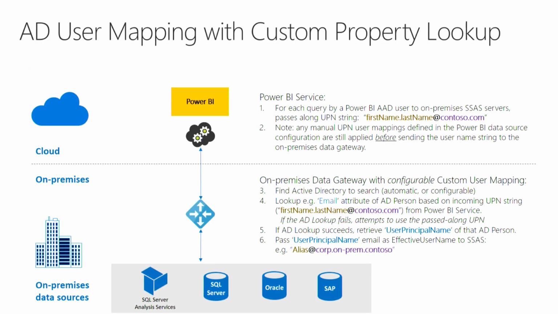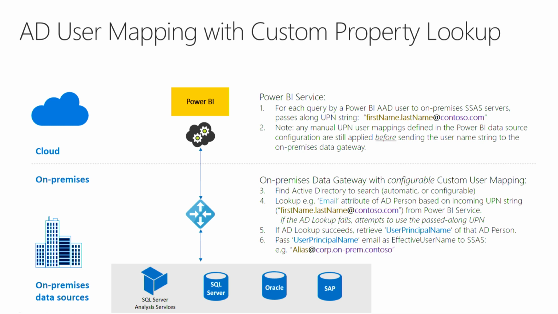So how does this look in practice, step by step? If you have configured this property lookup, from a cloud service perspective it's still the same thing. The Power BI service generates a query and attaches the information of the original Azure Active Directory user, the Power BI user who wants to execute this query. The on-premises gateway, if it has that lookup configured, first of all will find the Active Directory endpoint to query.